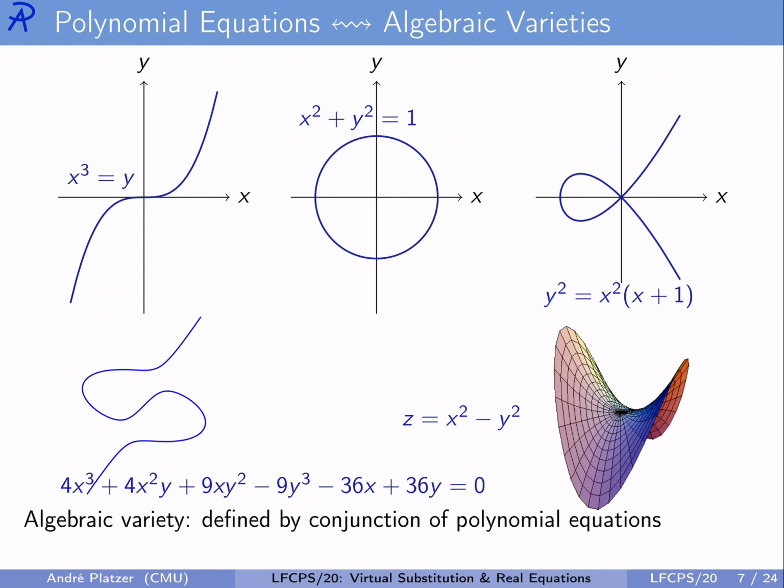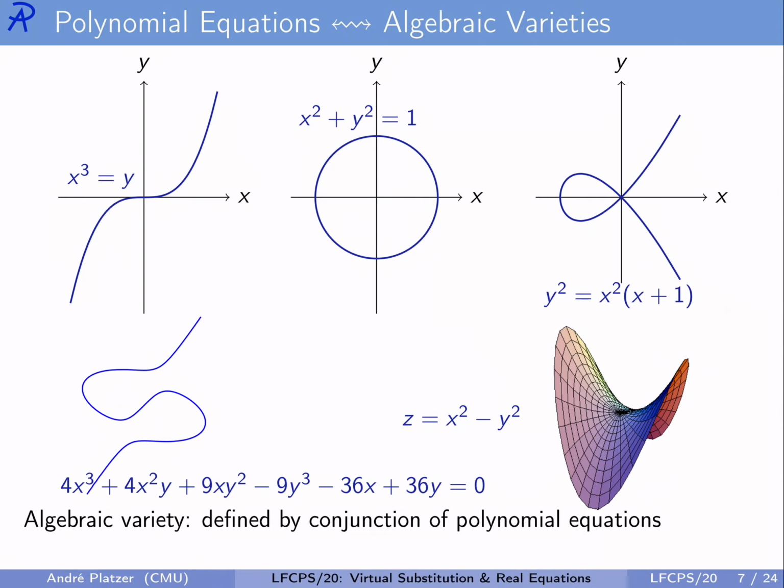Now, there's a lot of duality between polynomial equations and the geometric shapes that they describe. They describe things that are known as algebraic varieties. For example, here in the plane, you've got the set of all points where x cubed is y. That's precisely this curve. Here's the set of all points where x squared plus y squared is 1. That's precisely the circle. Here's the set of all points where y squared is x squared times x plus 1. That's this cute curve. Here's the set of all points that describes this funny equation. Here's the set of all points in 3 dimensions that describes the identity that z equals x squared minus y squared.